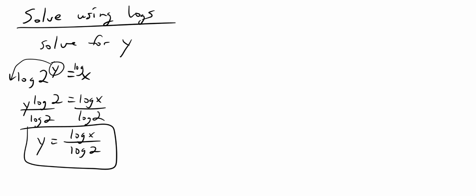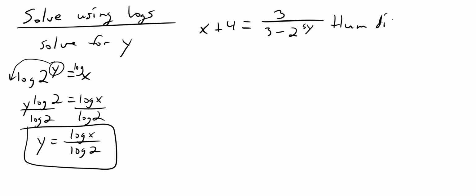All right, so let's do another kind of crazier looking one. x plus 4 is equal to 3 over 3 minus 2 to the 5y. Woo! That's a humdinger. It is kind of a brutal problem, but it's really not that bad. What we need to do is isolate the 2 to the 5y, because once we do that, we just take the log of both sides, and then we're good to go.